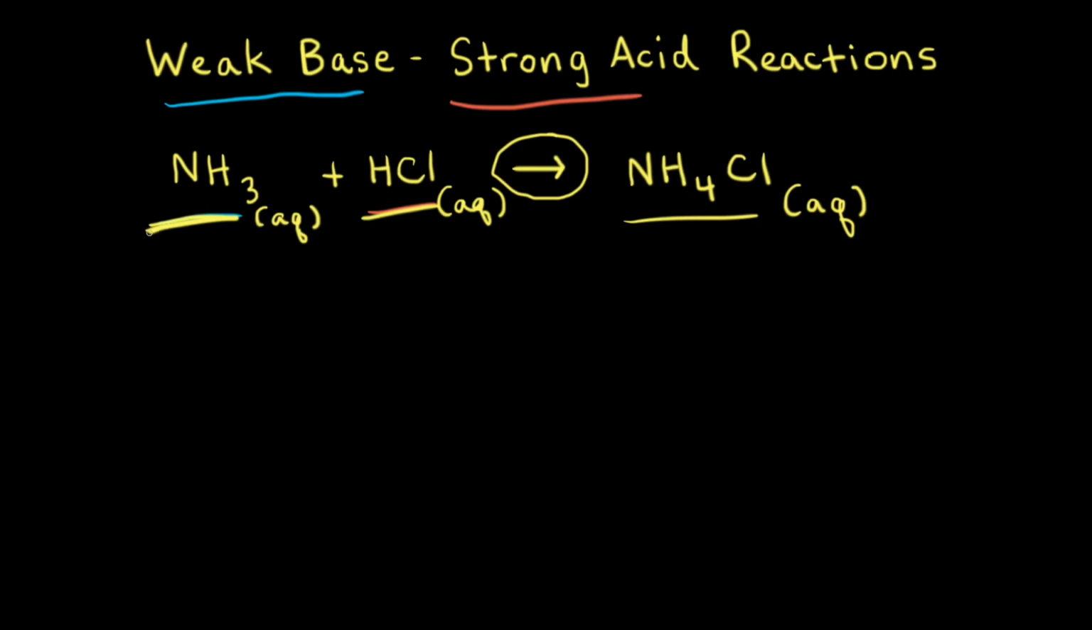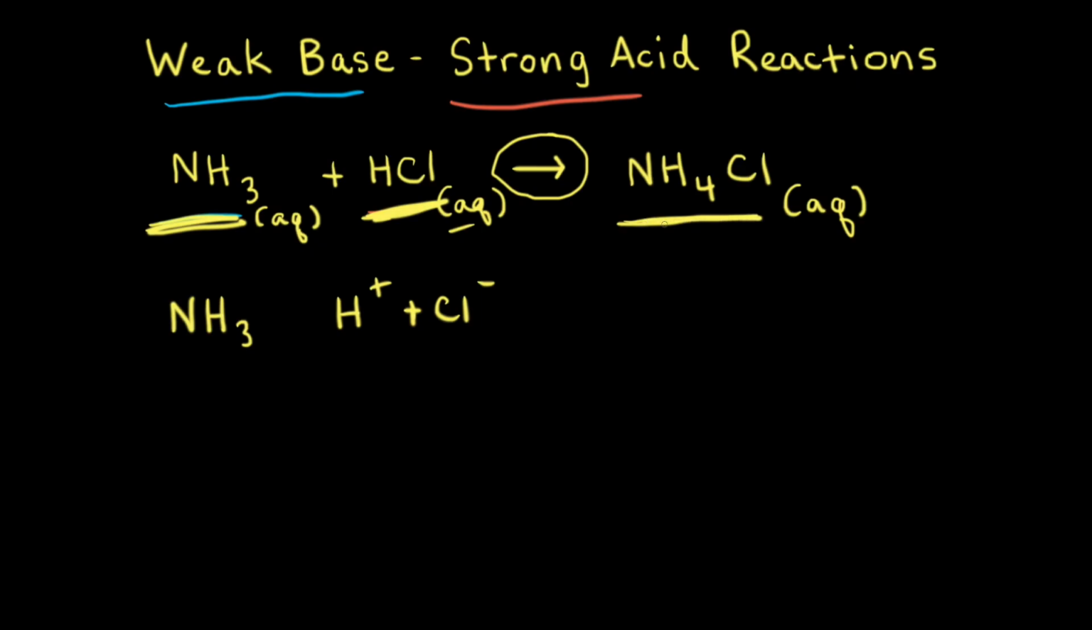Let's start with ammonia. Ammonia is a weak base, and weak bases only partly ionize in aqueous solution. Therefore, since weak bases only partly ionize, we're not going to show this as an ion. We're simply going to write NH3 in our equation. However, hydrochloric acid is a strong acid, and strong acids ionize 100%. Therefore, in aqueous solution, we need to show this as the ions, so H+ and Cl-.